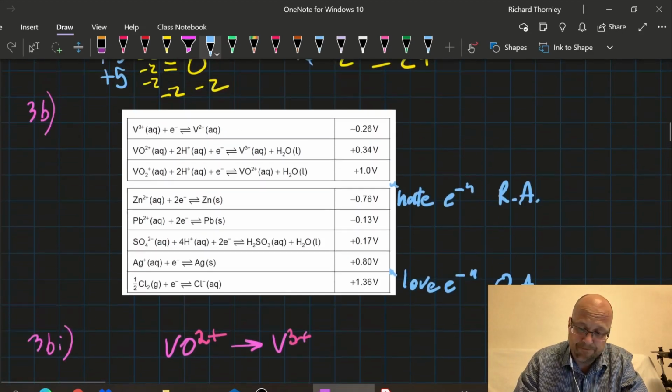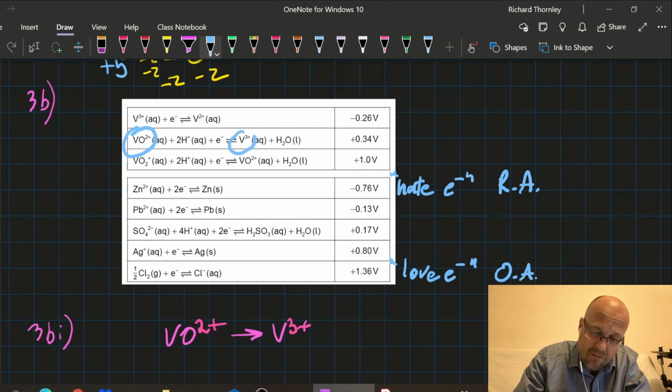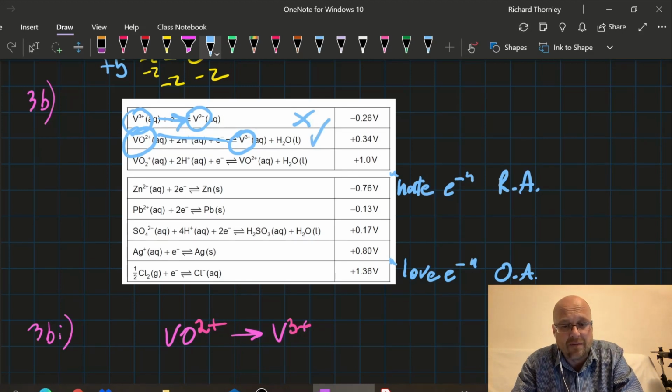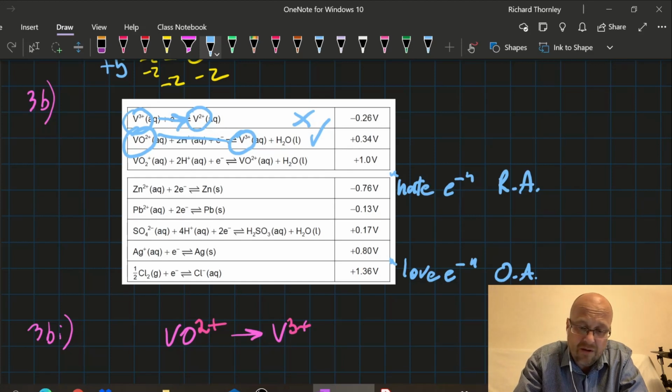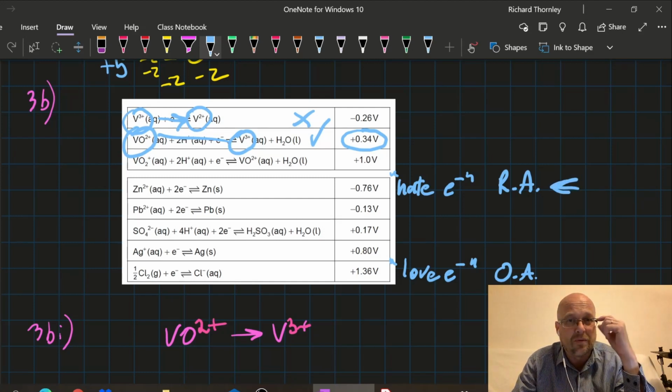So 3Bi. I want to turn this chemical into that chemical, but I don't then want to turn that V3+ into V2+. So I just want to have one of those half equations happen. I don't want to have the second one happen, because in the question it says V3+ and no further. Well, if I want to get this equation to undergo reduction, because that's what it says in the question, I'm going to need a reducing agent.